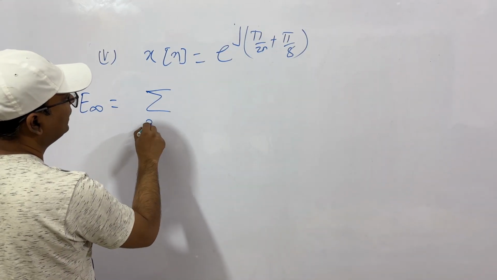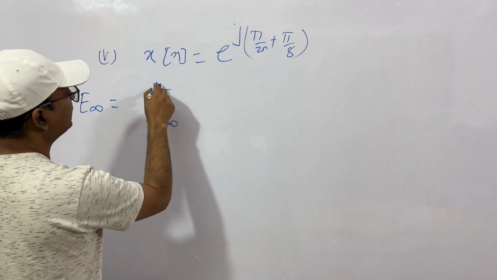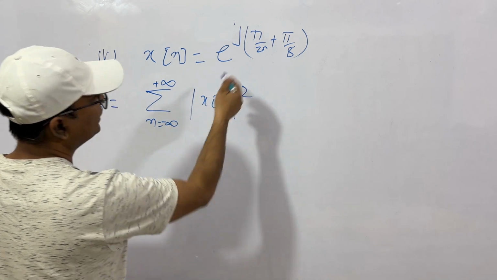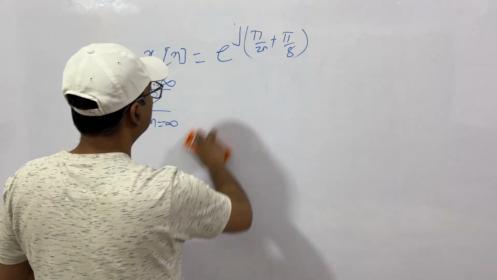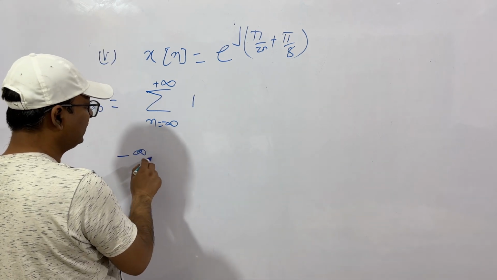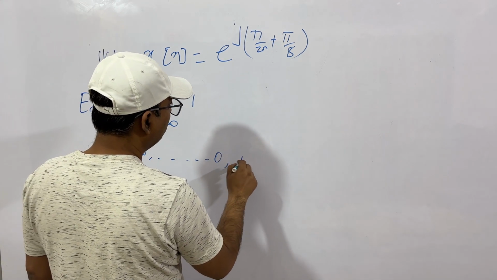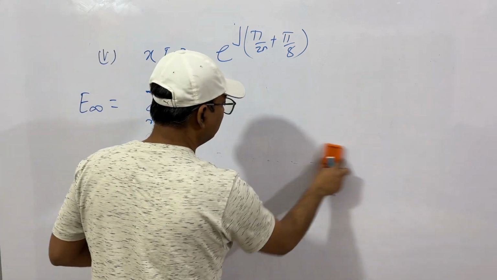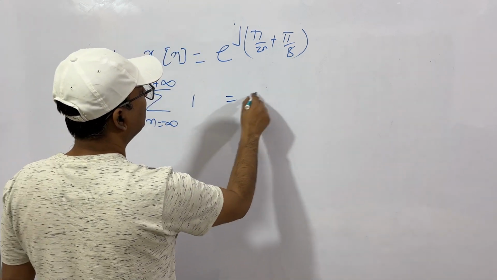So let's see what E infinity is. E infinity is the summation from n equal to minus infinity to plus infinity of |x[n]| square, which we just saw is 1. So 1 from minus infinity through 0, 1, 1, 1, 1, 1 up to infinity. So the value will be infinity. So our overall energy will be infinite.